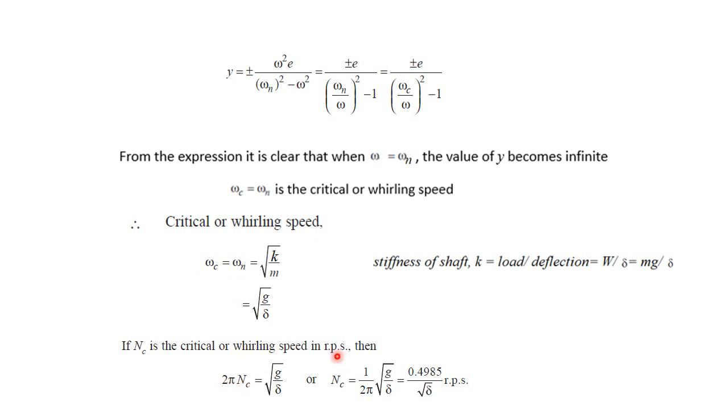If you want to find whirling speed in rotation per minute, then this will be 2 pi nc by 60. So if you want to represent whirling speed in rotation per second, then it is 2 pi nc. This is equal to root g by delta. So nc will be 1 by 2 pi root g by delta. Root g by 2 pi is 0.4985. So 0.4985 divided by root delta, rotation per second. So this is the expression for whirling speed in rotation per second.